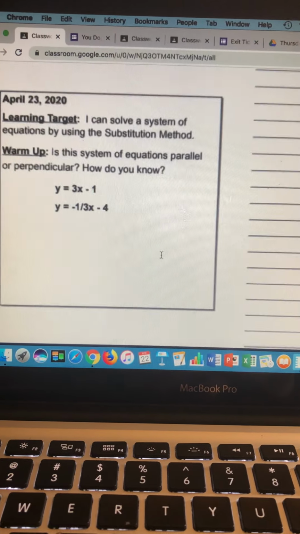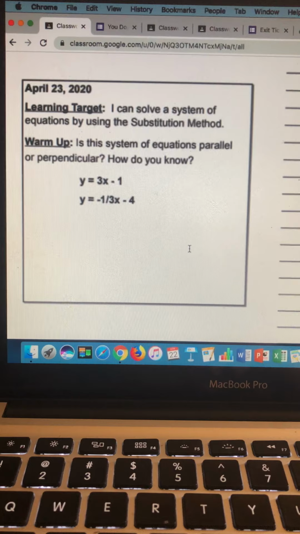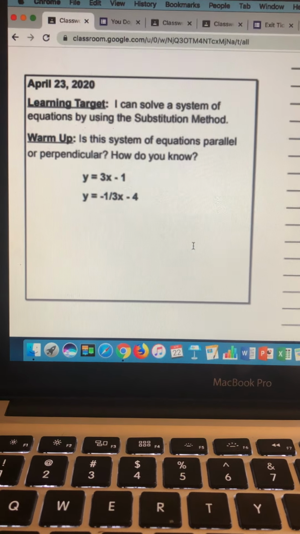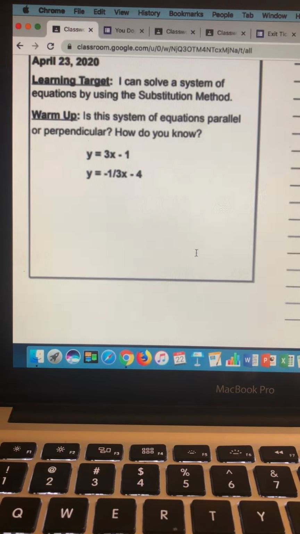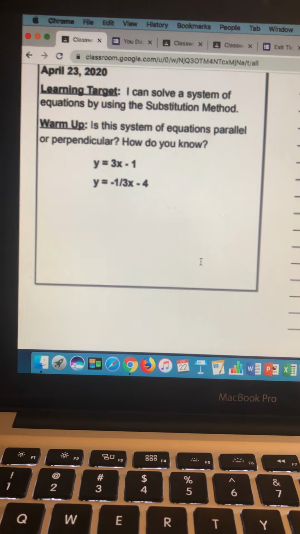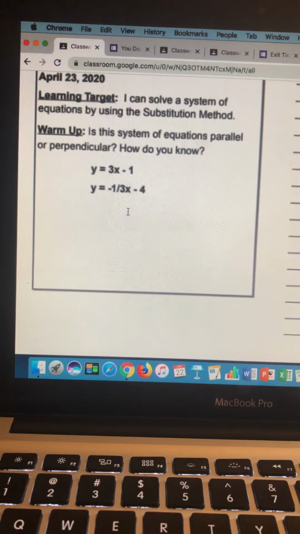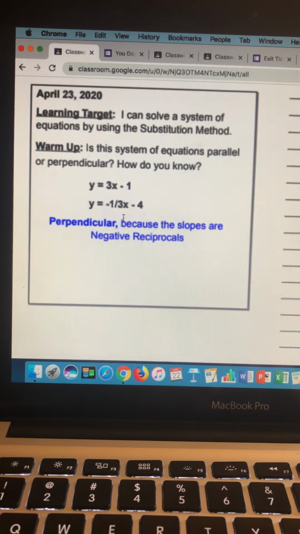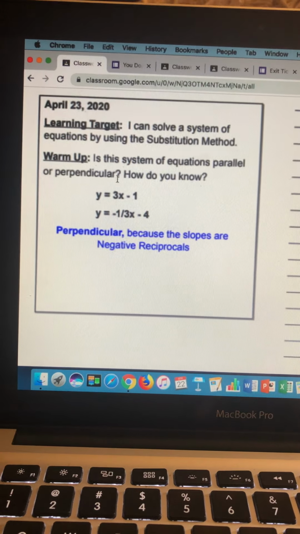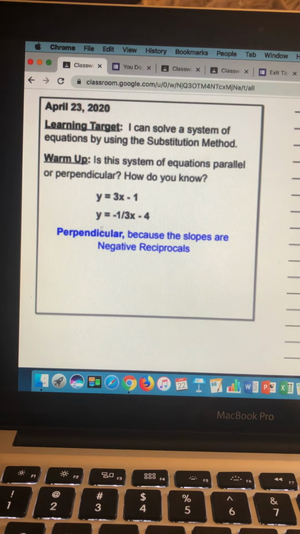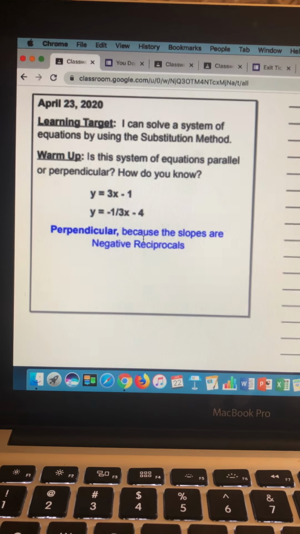I'm going to open this up. Notice our target is going over the substitution method. The warm-up is giving you a system and identifying if it's parallel or perpendicular. At this point, you should be able to identify this by looking at the slopes. So I notice that the slopes are negative reciprocals of each other because they are flipped and are opposite signs. So these would be perpendicular lines.